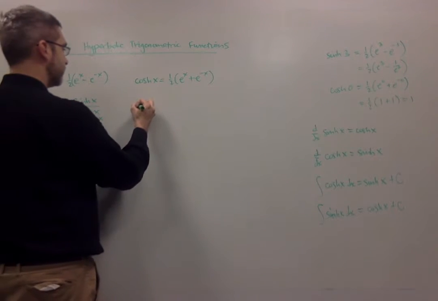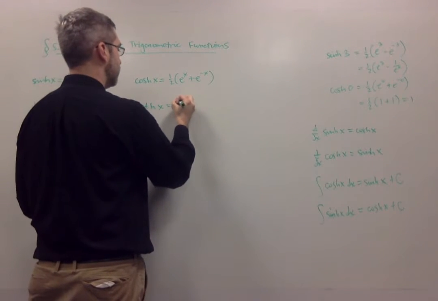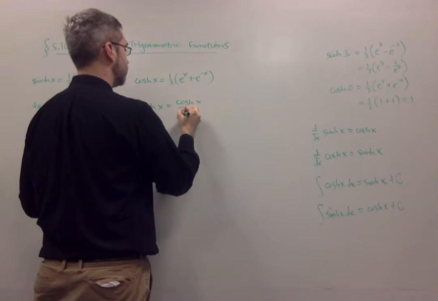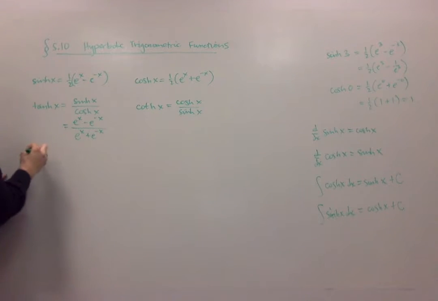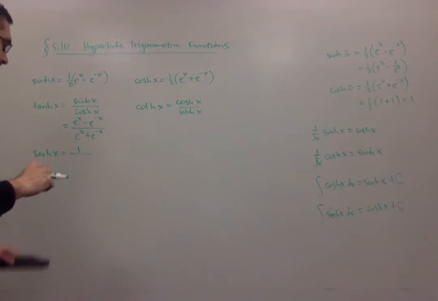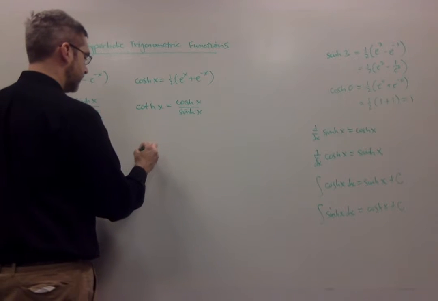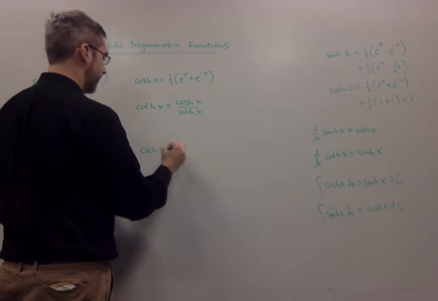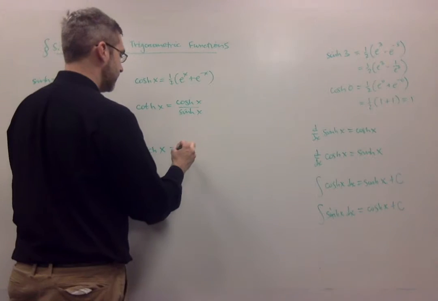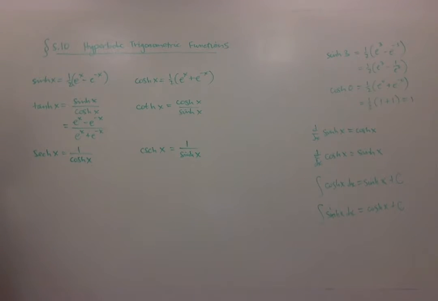I could define hyperbolic cotangent, so coth, which would be cosh over sinh. And we could define hyperbolic secant as 1 over, is secant 1 over sine or 1 over cosine? Secant's 1 over cosine, so this would be 1 over cosh. And hyperbolic cosecant, don't even ask me how to pronounce that, would be 1 over sinh. Okay?